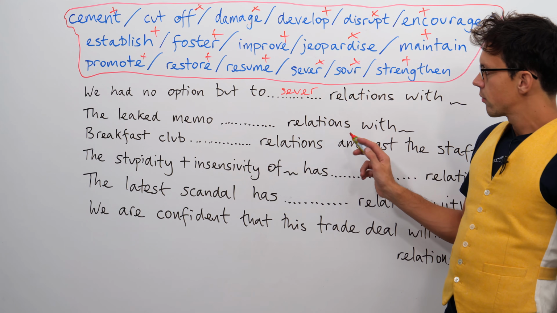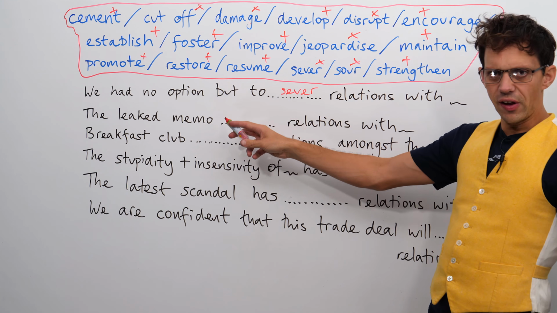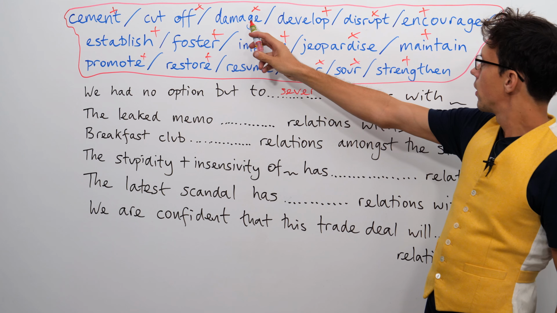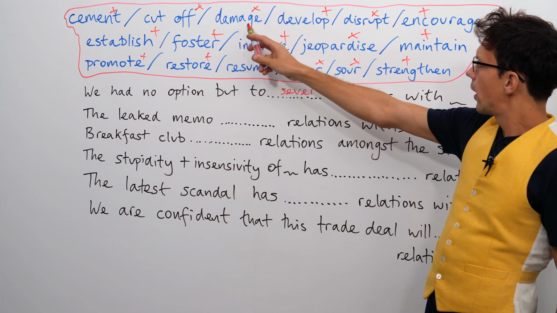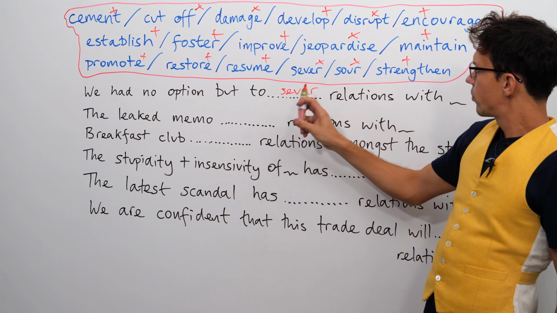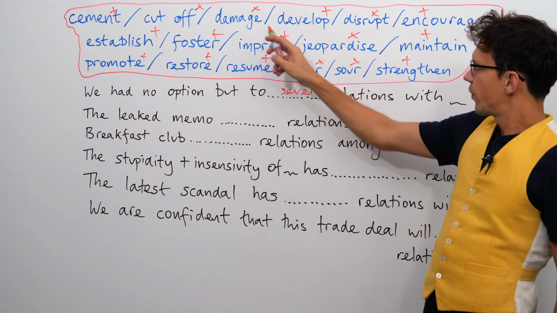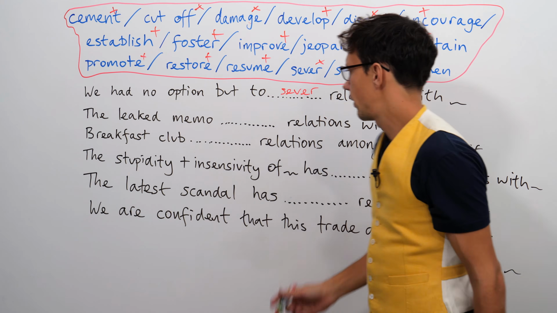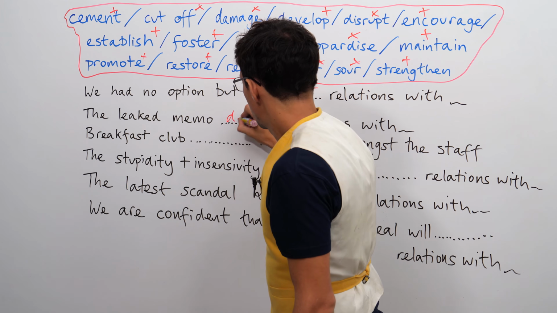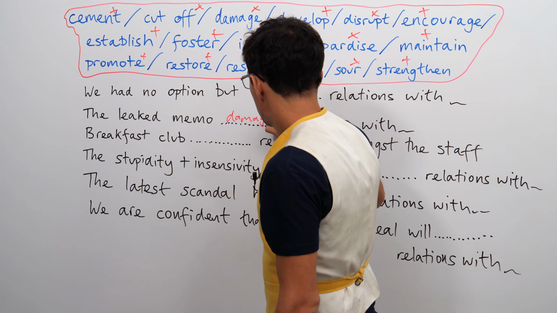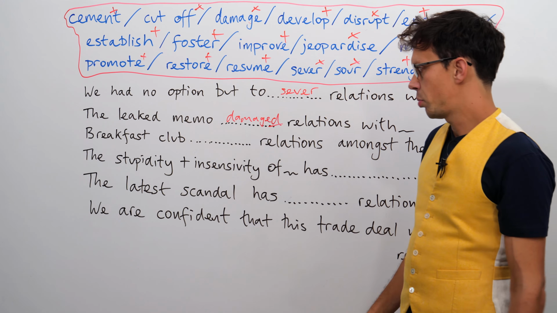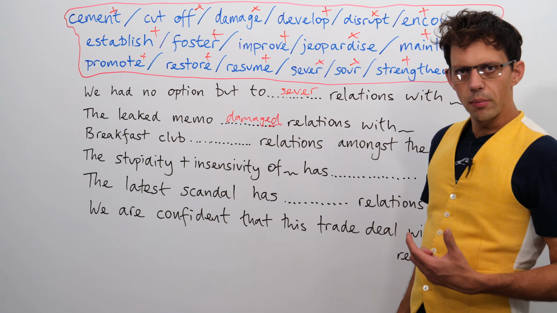So this isn't something we decide to do. Therefore, damage could work. We're looking for a negative. I think this one is probably the best because it's something passive happening. Damaged. Past participle.